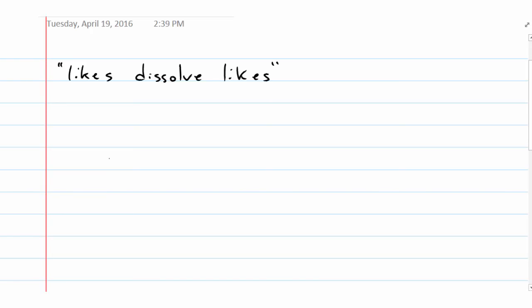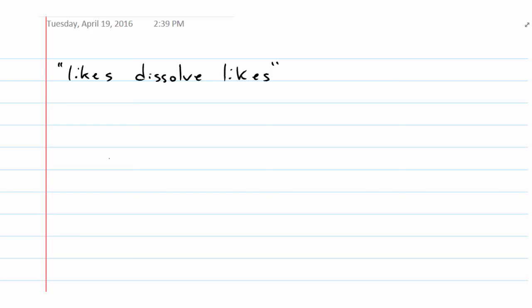And this is a general solubility rule. That general solubility rule says likes dissolve likes. What this means is that substances comprised of nonpolar molecules tend to dissolve in other substances comprised of nonpolar molecules, and substances comprised of polar molecules tend to dissolve in other substances made of polar molecules. Again, we're talking about the polarity of the molecules, not the polarity of the bonds. And it turns out if a substance is really polar, it can also dissolve ionic compounds. So very polar substances can dissolve ionic compounds as well.